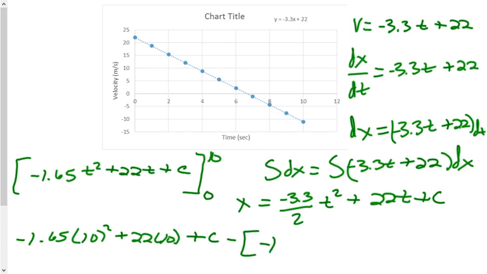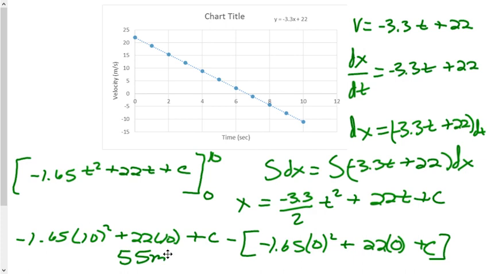So a negative 1.65 times 0 squared plus a 22 times 0, and then a plus C. Okay, now what you're going to notice is this whole expression here, that's all 0. And then our plus C and minus C actually cancel out. So we're really only evaluating this part right here. And we're left with our answer being 55 for that. So that's 55 meters. Okay, and that's how that's done.